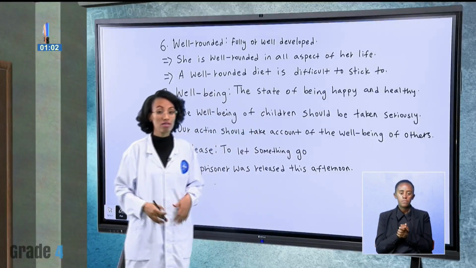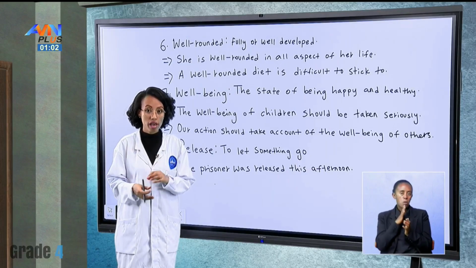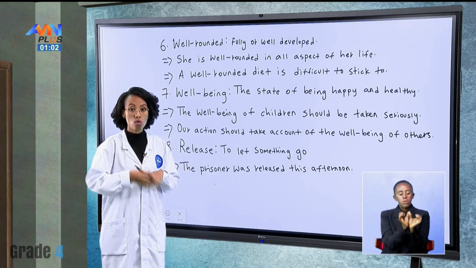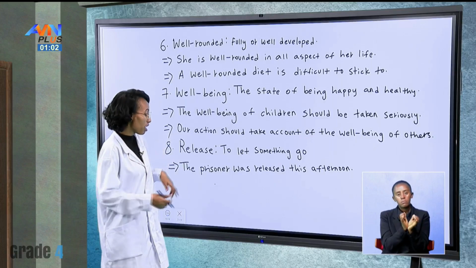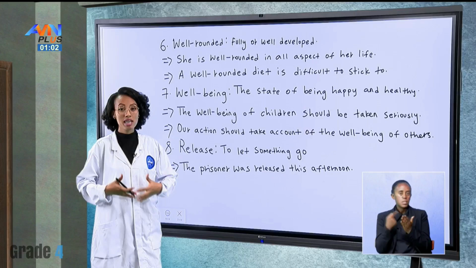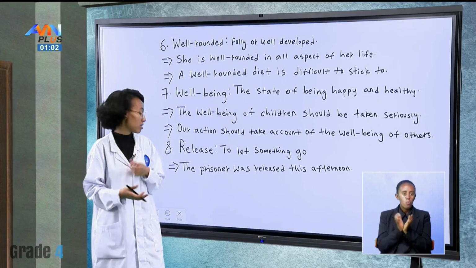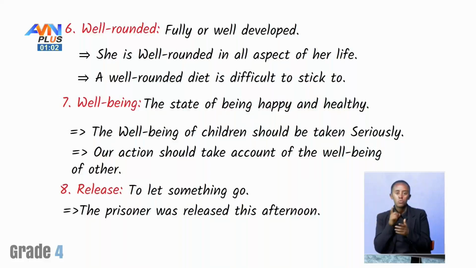The prisoner was released this afternoon. So a prisoner is someone who stays in prison or who stays in jail. So if we say the prisoner was released this afternoon, that person has been let go from his or her confinement. Okay, what other example can we give?